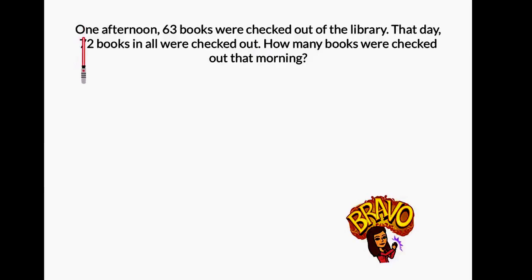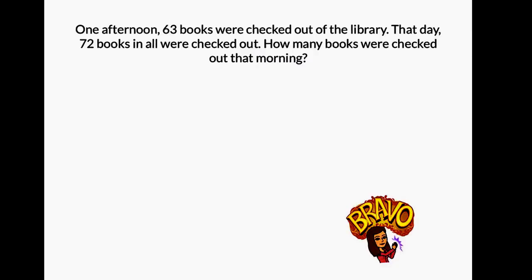This one says, one afternoon, 63 books were checked out of the library. That day, 72 books in all were checked out. How many books were checked out that morning? So this one's a little bit different than the others. When I write my equation, I'll be approaching it a little bit differently.